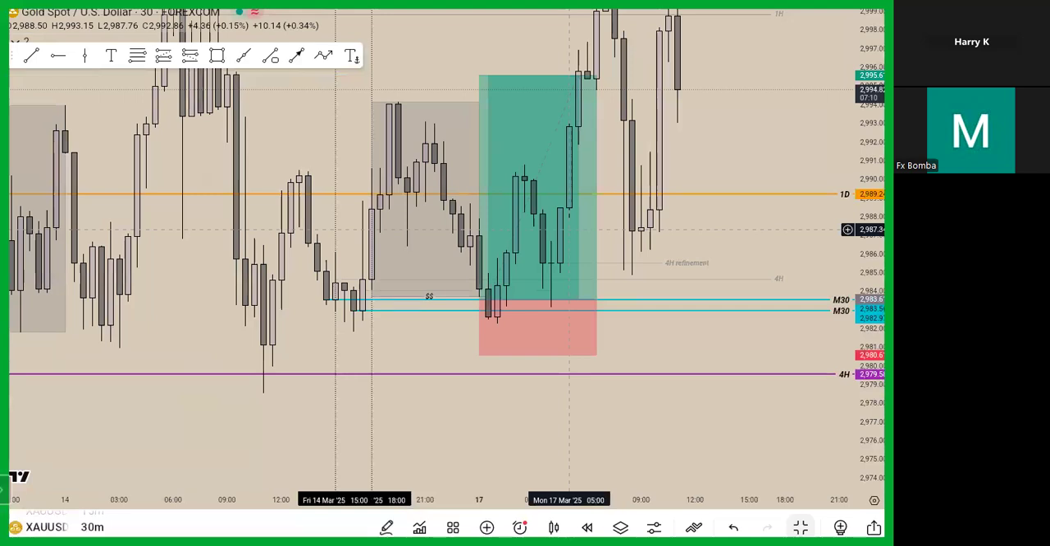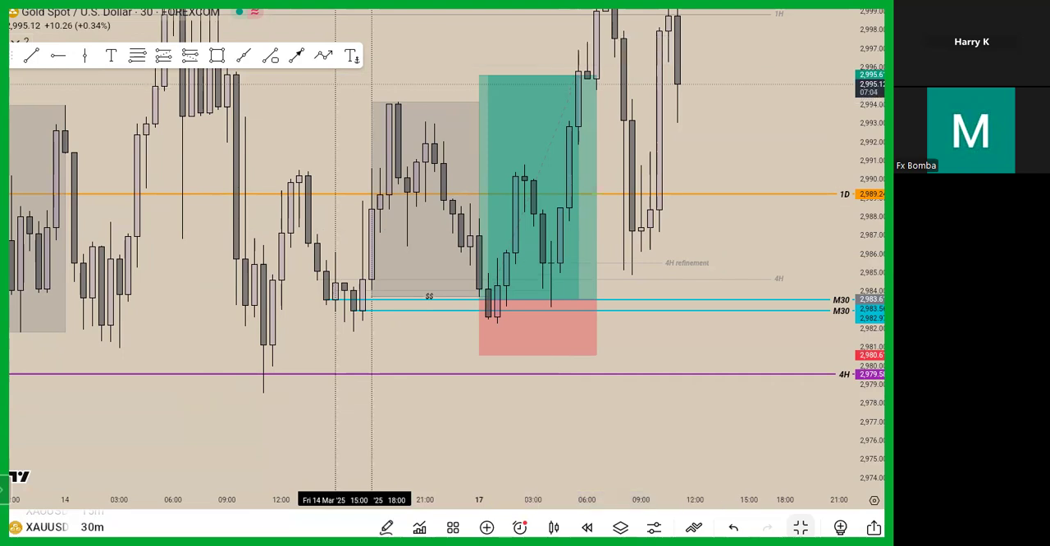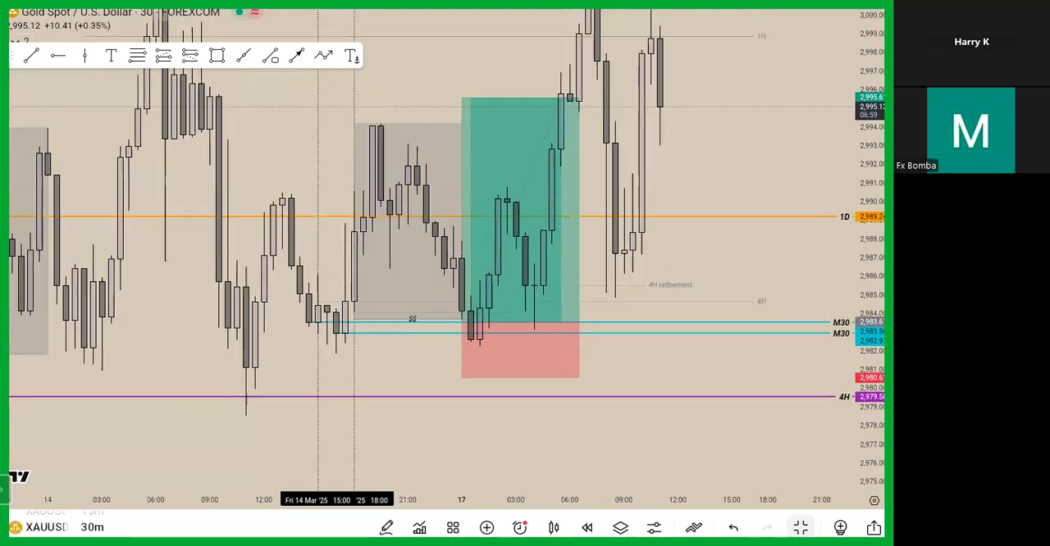Then we also got this trade. I discussed this trade when we were in the live stream with other students.